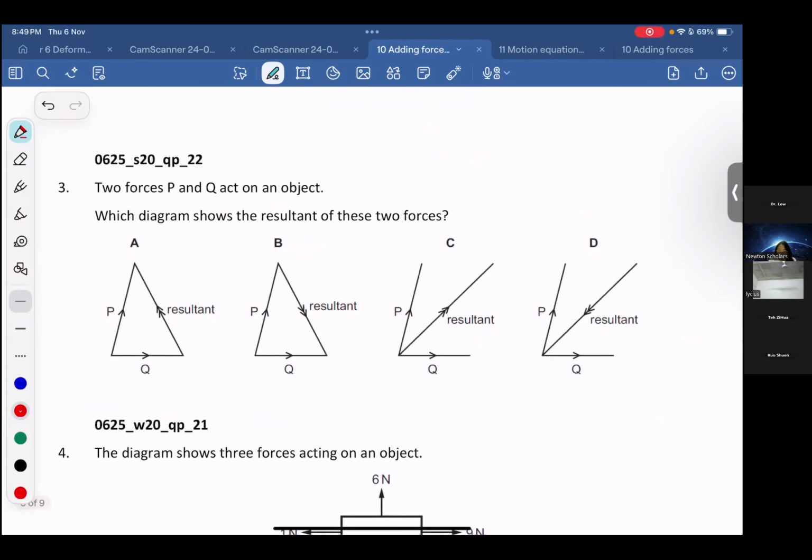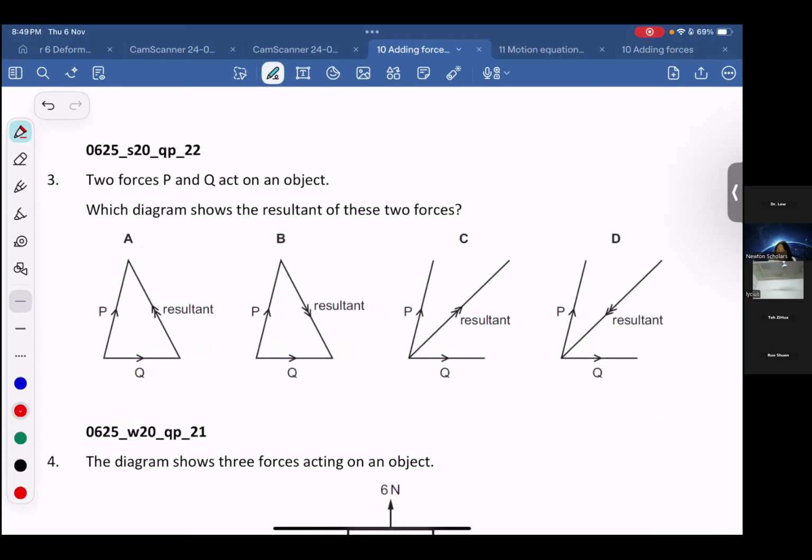Okay, which diagram shows the resultant of these two forces? There are P and Q acting on the object. But this question is not parallel, not perpendicular, it's at a certain angle. A, B, C, D, which one is correct? If they're using parallelogram, which one is correct? If they are using the triangle method, which one is correct?